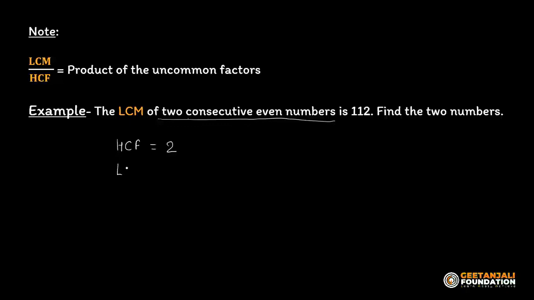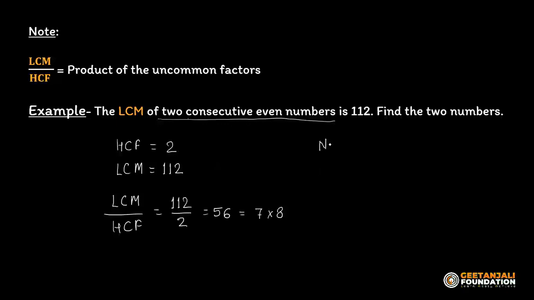So you know HCF, you know LCM. The LCM of the numbers is 112. So let's see, if we divide LCM by HCF, what do we get? It is equal to 112 divided by 2, which is 56. So this is the product of uncommon factors. You can write the two factors of this as 7 and 8, since 7 times 8 is 56. So if you multiply these 7 and 8 with 2, you get the numbers.